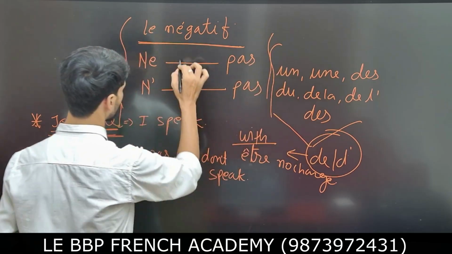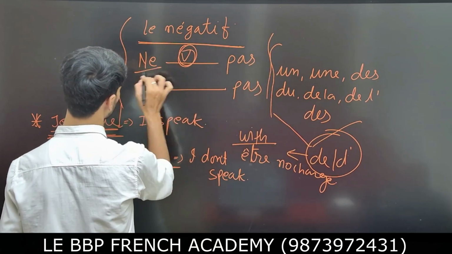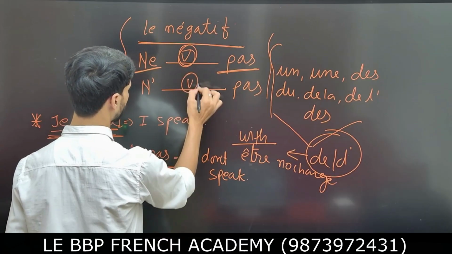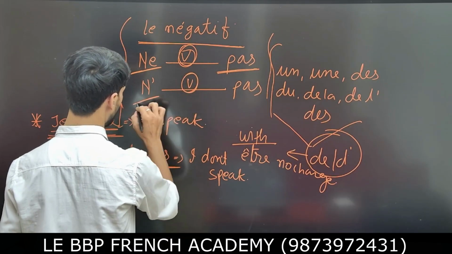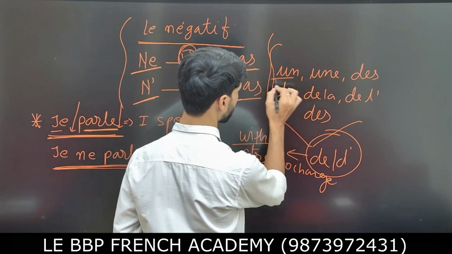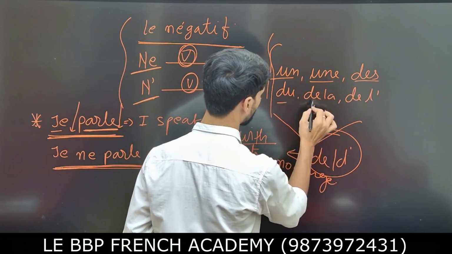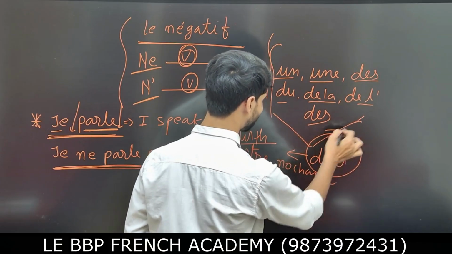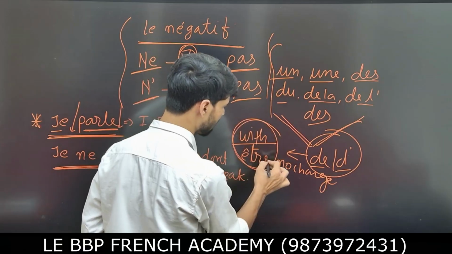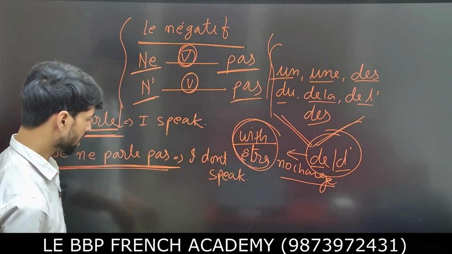Before the verb you put ne and after the verb you put pas. Suppose you have a vowel verb, then you put n' apostrophe, or pas. After pas, suppose you have un, une, des, de la, du, de l', it changes to d' apostrophe. But suppose your verb is être, it's not changed. Look here.